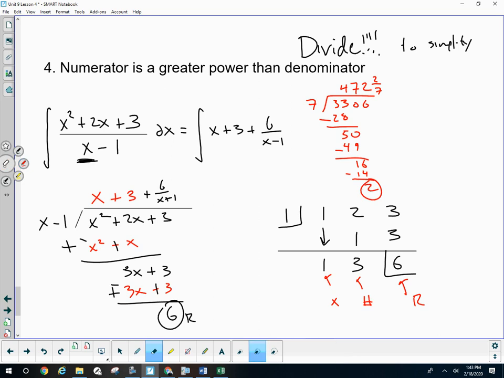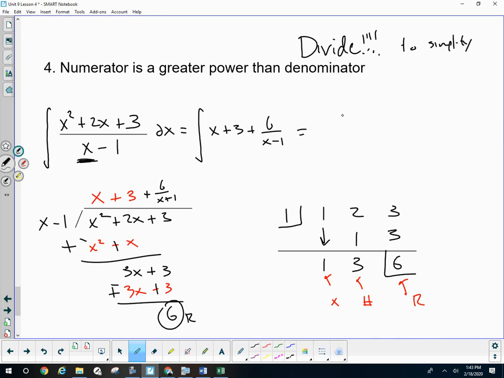So we've done all that work just so that we can now take the antiderivative. The antiderivative of x, I can do that, 1/2 x squared. The antiderivative of 3, I can do that, 3x. Antiderivative of 6 over x minus 1, 6 log absolute value of x minus 1.